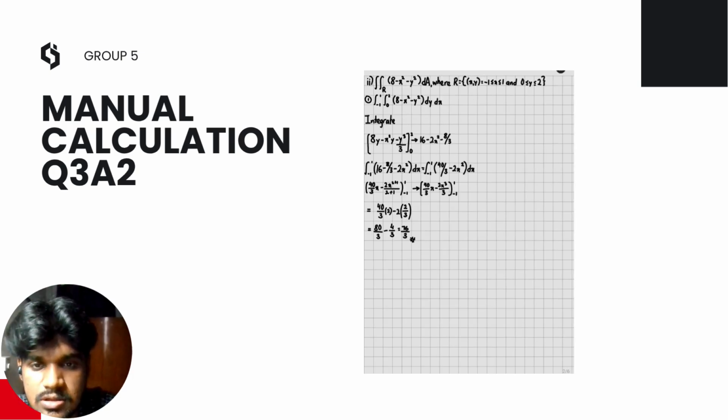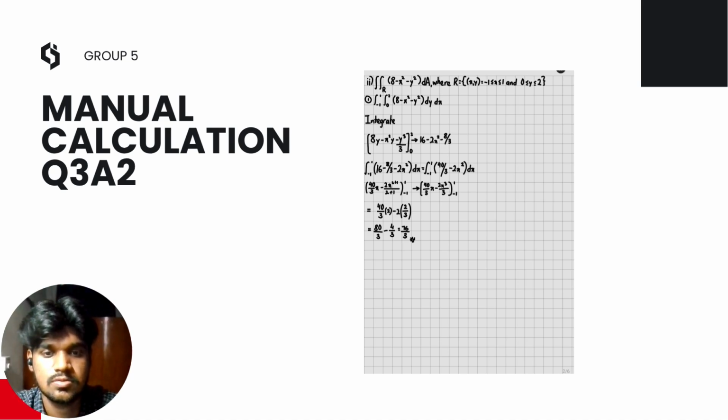Next is question 2, double integral over a rectangle. For part 2, we find the volume under the surface 8 minus x squared minus y squared over a rectangular region where x goes from negative 1 to 1 and y from 0 to 2. This is the question for part 2a.